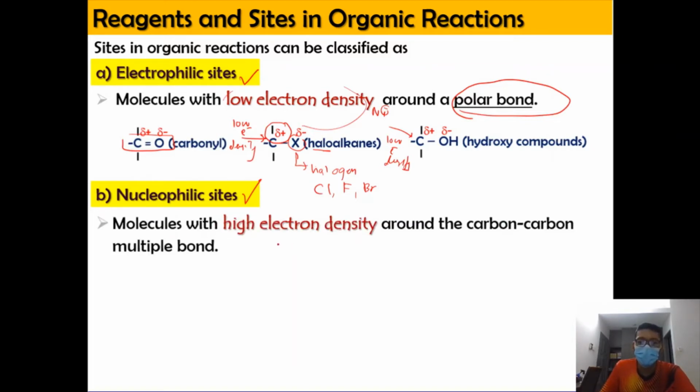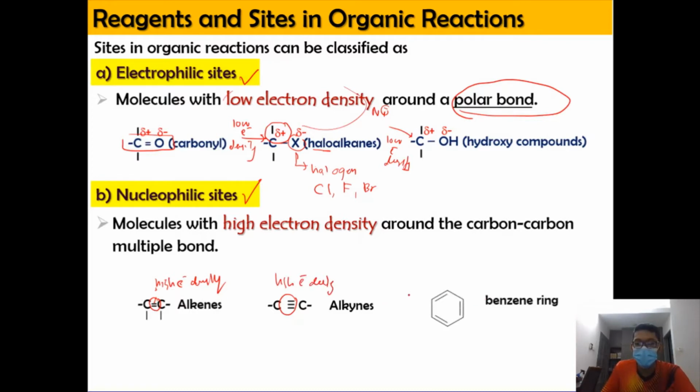Meanwhile, the nucleophilic site is a molecule which has a high electron density around the carbon-carbon multiple bond. For example, alkene. Okay, dia bukan polar bond tau. Dia adalah carbon dengan carbon. But it has a double bond, which means that it has a high electron density. And we also have alkynes, which have a triple bond, so they have a high electron density. The same goes for the benzene ring, because here refers to carbon-carbon double bond, carbon-carbon double bond, and carbon-carbon double bond. So usually a high electron density will attack the electrophile.